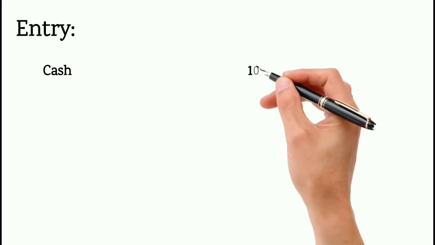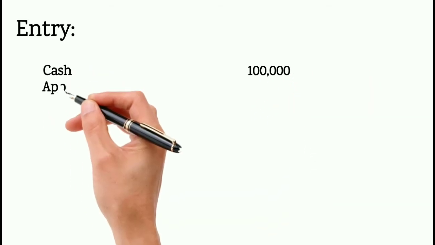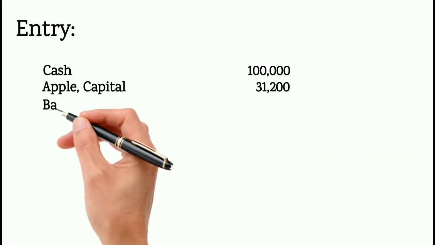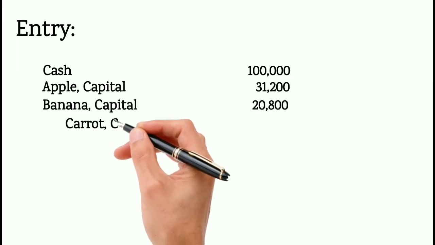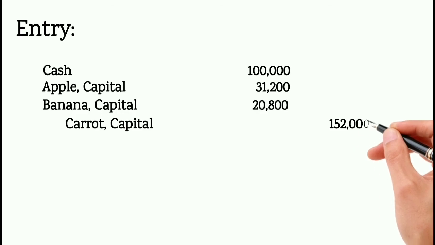Debit cash, 100,000 pesos. Debit Apple capital, 31,200 pesos. Debit Banana capital, 20,800 pesos. And credit Carrot capital, 152,000 pesos. Yung 100,000 pesos, yan yung investment ni Carrot. At yung 152,000 pesos, yan yung capital credit ni Carrot. Paano na-compute yung 31,200 at 20,800?